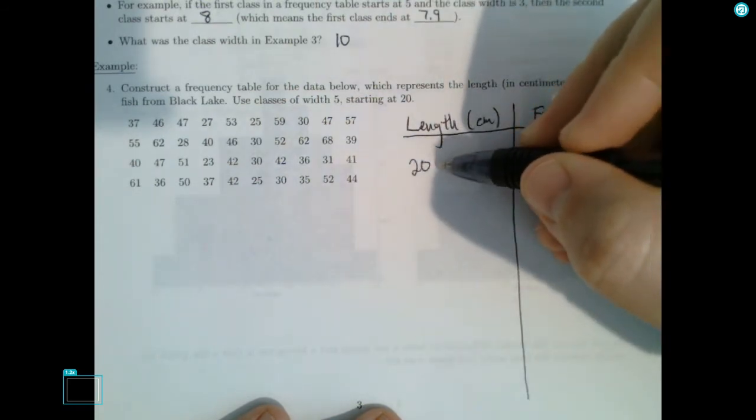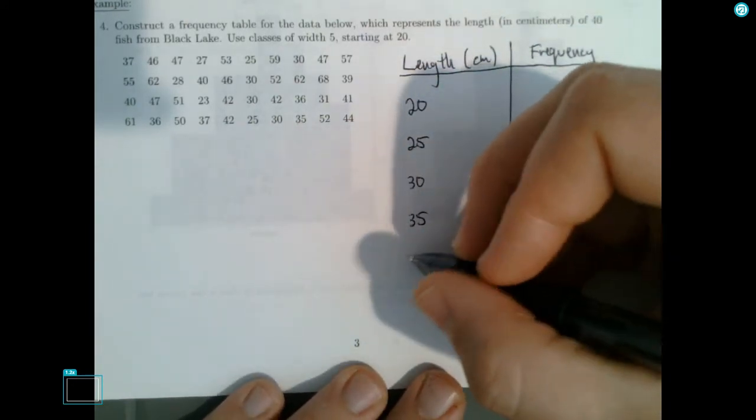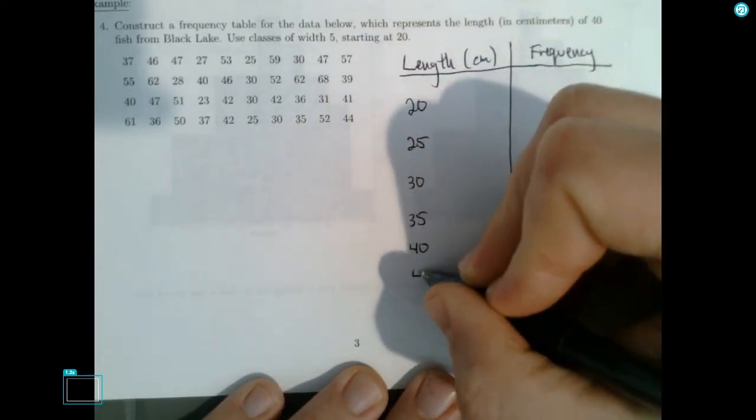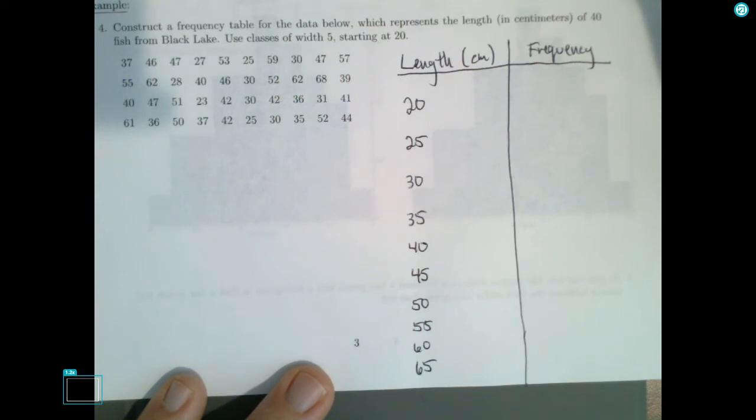So I'm going to start at 20, and then my class width is 5. I'm not going to say that the first one goes from 20 to 25. I'm going to say the first one starts at 20, and the next one starts at 25. Then the one after that starts at 30, and then 35. Now, how far should I go? I see a 60. I see a 68. So probably I should go all the way up to like 70. I don't see anything bigger than 68. I'm going to run out of room if I don't space these closer together, but I'm going to go 40, 45, 50, 55, 60, 65. And I think that'll get me what I need.